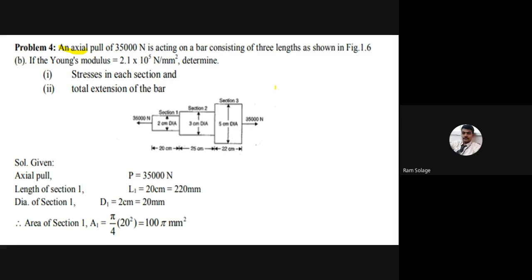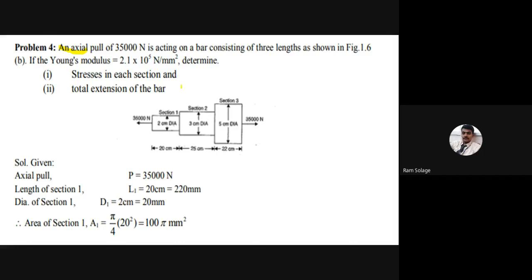Shown in the figure. Young's modulus, only one is given, which means we have to consider all sections having the same material. Otherwise, they would give different E for different sections. So in this problem they are giving a common E. Young's modulus E is equal to 2.1 into 10 raised to 5 Newton per mm square.